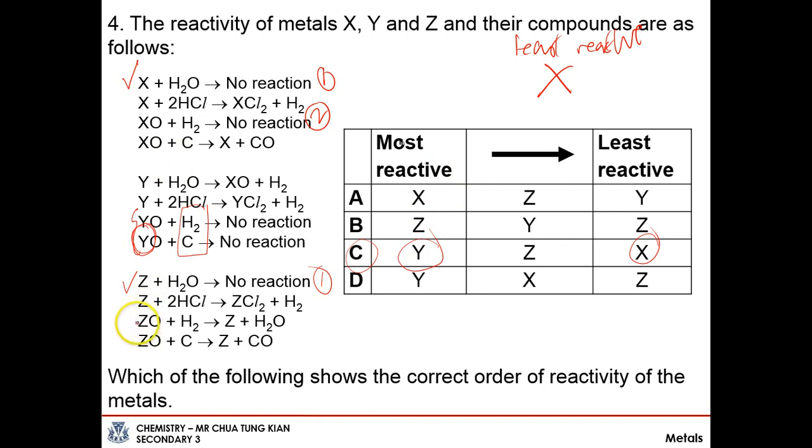You see here, over here, the oxide can be reduced easily or readily by both H2 and carbon. It means that the oxide is not very stable. If the oxide is not very stable, it means that the metal used to form the oxide will be less reactive. So there we have it. We conclude that Y is the most reactive, X is the least reactive, so Z would be in the middle. And the answer is C.